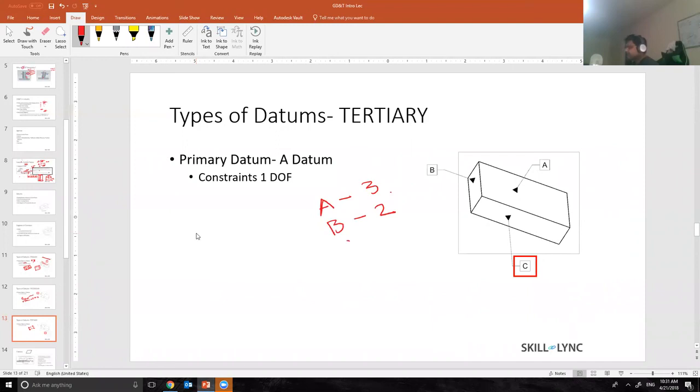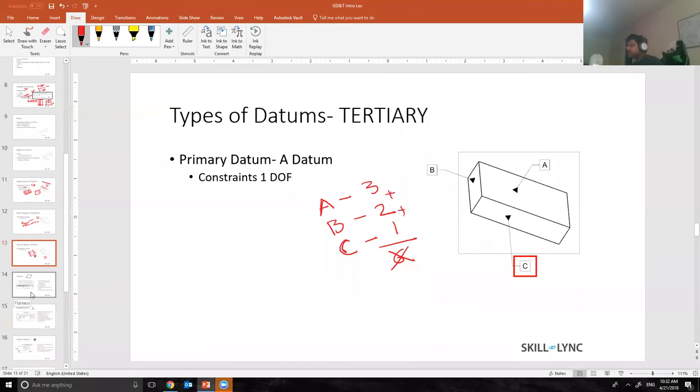And finally, I have the tertiary datum C, which constrains 1 degree of freedom. 3 plus 2 plus 1, 6 degrees of freedom constrained, and the part is finally assembled to my other mating part. That is the main goal of any GD&T engineer, to constrain that part completely so that no degrees of freedom are left behind. So this is about datums, and for now, just understand that datums constrain the degrees of freedom. Primary 3, secondary 2, tertiary 1.